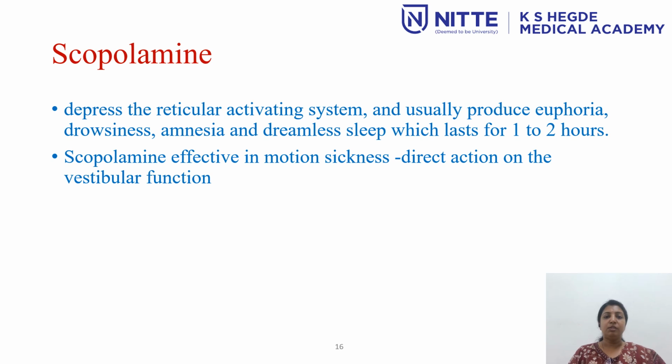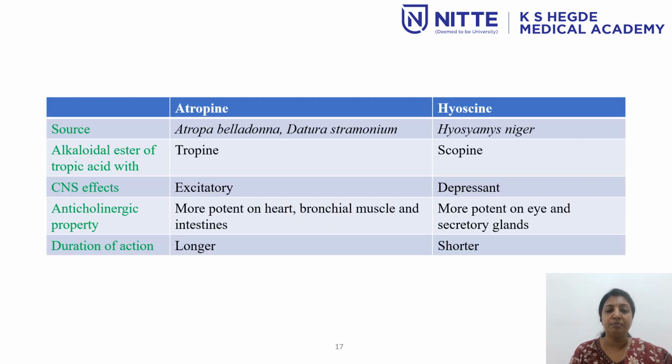And scopolamine we discussed before. Scopolamine or hyoscine can depress the reticular activating system and usually produces euphoria, drowsiness, amnesia, and dreamless sleep, which can last for 1 or 2 hours. And scopolamine is effective in motion sickness because of its direct action on the vestibular function.